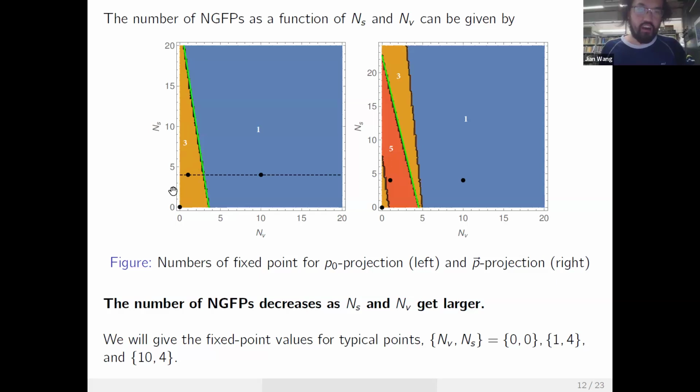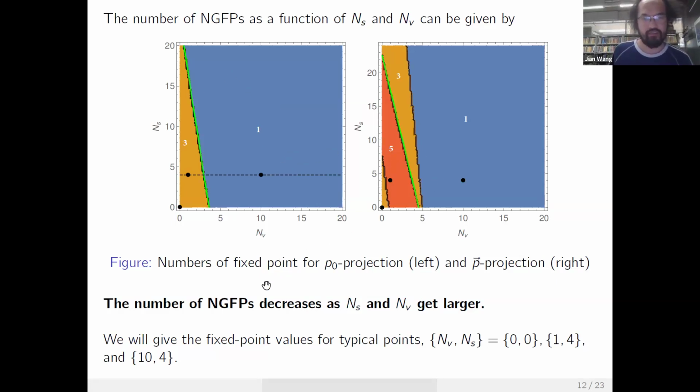So for the orange zone, we have 3 non-Gaussian phase points there. For the red zone, we have 5 non-Gaussian phase points there, and for the blue regions, we only have 1 phase point there. So by looking at those 2 plots, we could see that they give a similar structure, or qualitatively the same structure, for the numbers of phase points.